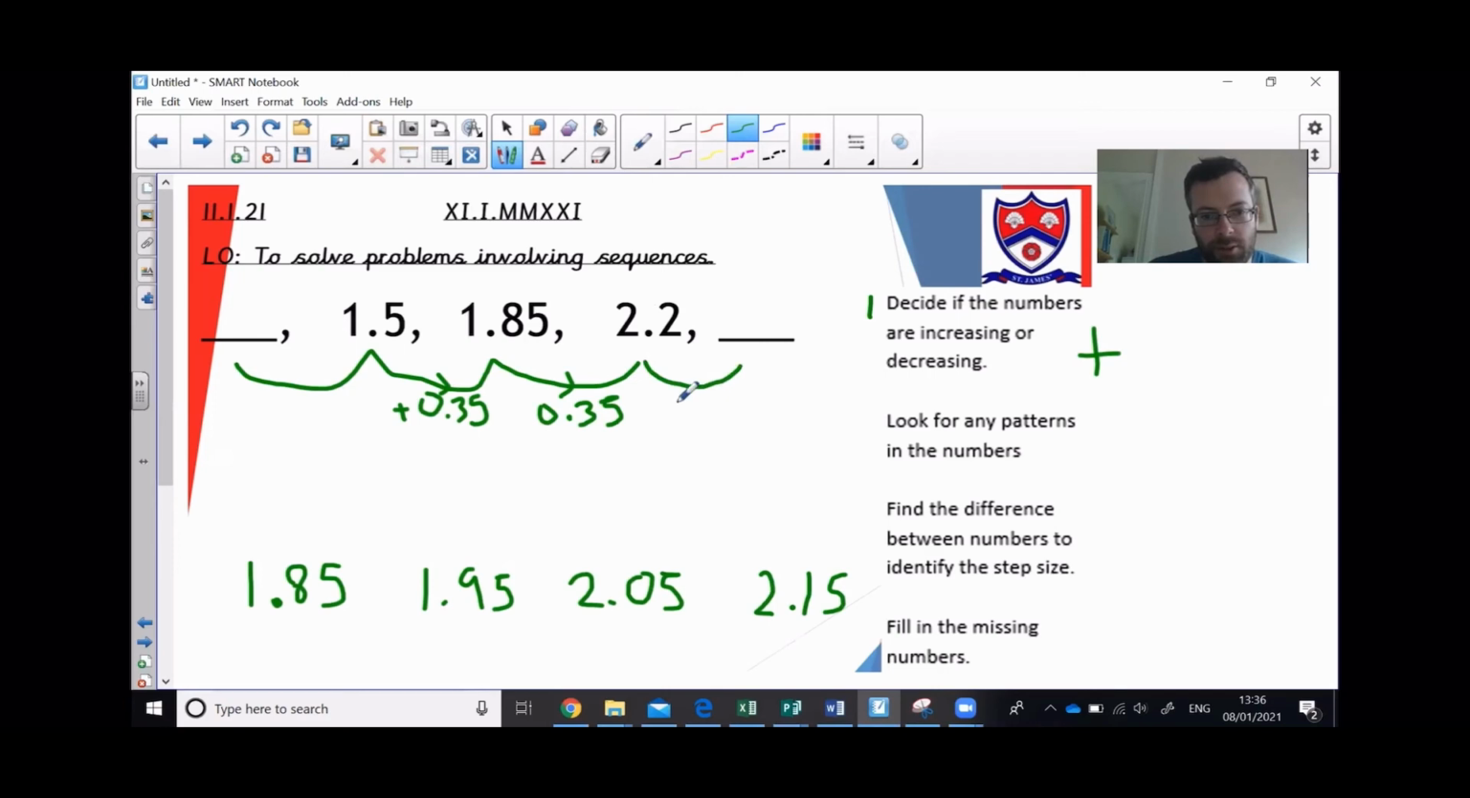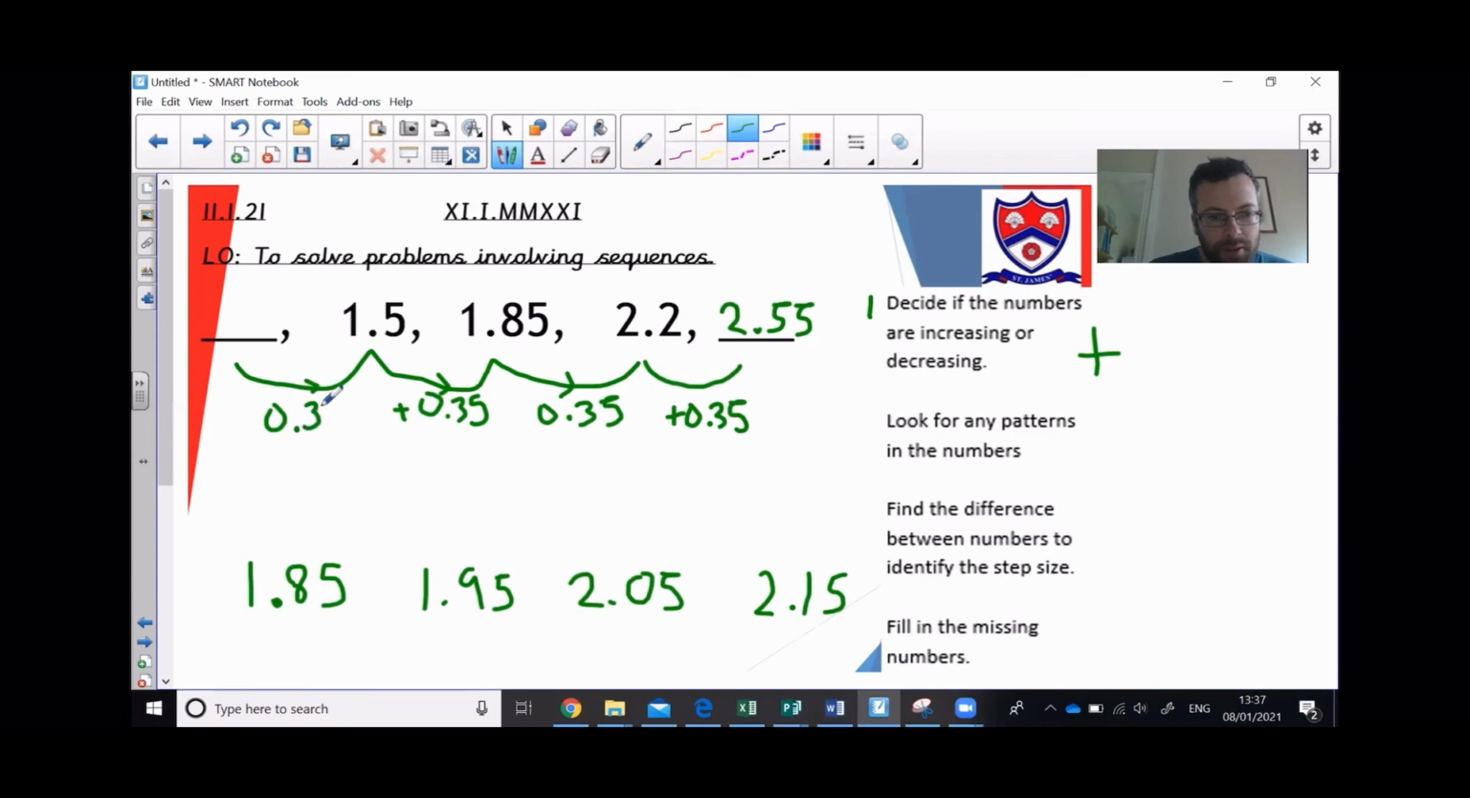So adding 0.35 to this, well, if I add the 0.3, that's going to get me to 2.5. Then the 0.05, so that's going to be 2.55. And then on this one, I'm adding 0.35.